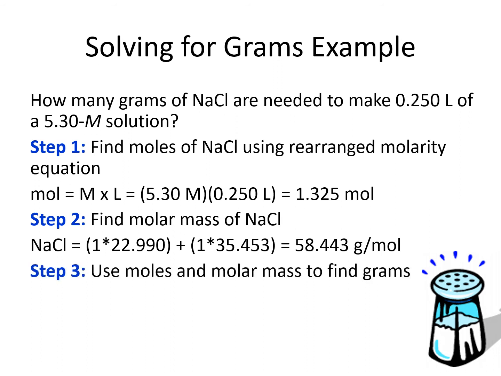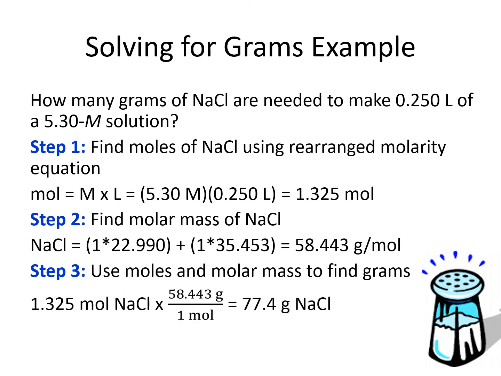Once we have all that information, we can use the number of moles that we're putting in and the molar mass to change those moles into grams. So we take our 1.325 moles of sodium chloride and multiply by the molar mass of 58.443 grams per mole. The units cancel out, and we end up with 77.4 grams of sodium chloride that we would be adding in to make our 0.250 liters of solution.